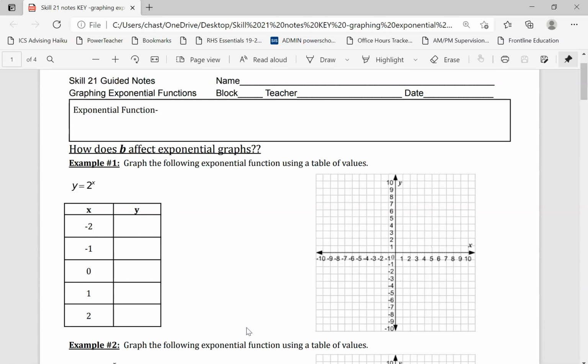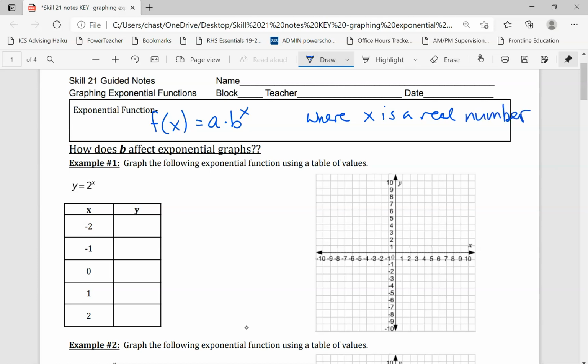All right, first of all, let's talk about what an exponential function looks like. We would write this as f of x equals a times b to the x, where x is a real number. And we're going to talk about what the a and the b do here. Okay, so let's start with, well, what does the b mean?